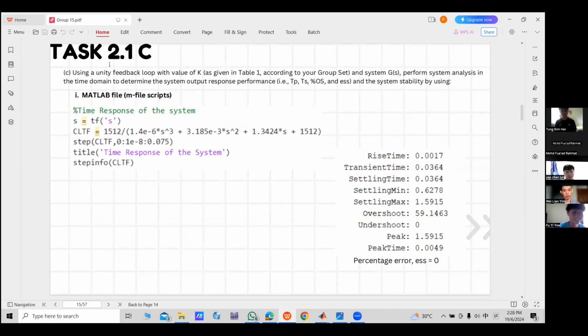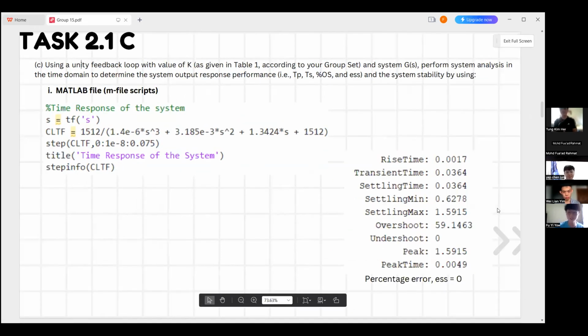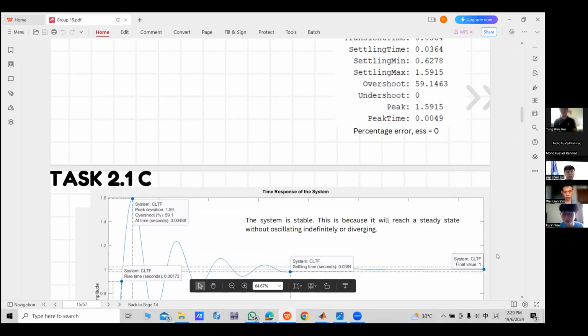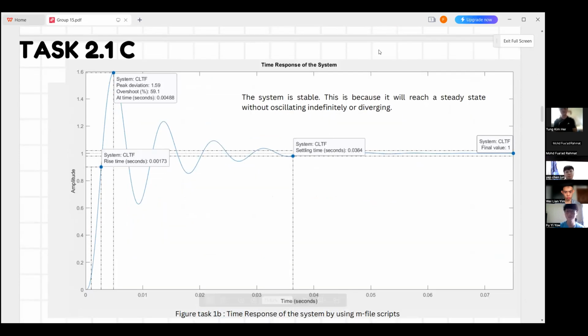Can I continue? Now we will move to 2.1c. In 2.1c, we will find the time response by using MATLAB and Simulink. First we use the MATLAB coding, and this is the step function, and stepinfo we use to get the system performance of the closed loop transfer function. This is the system response of our system. We found that the overshoot is 59.1, the peak time is 0.0045 second, the settling time is 0.0364 second, and the final value is equal to 1. So we can conclude that there is no steady state error for the step input.